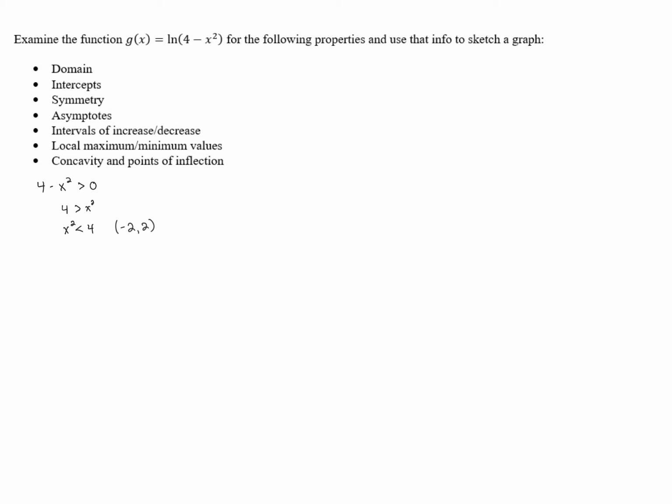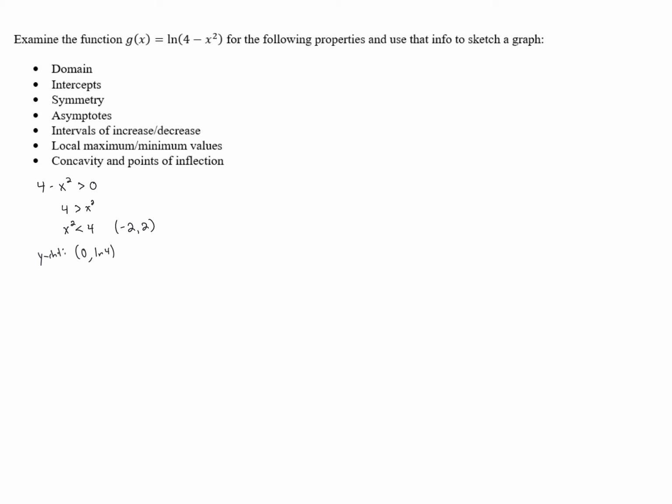All right. Let's talk about intercepts. For the y-intercept, that's going to happen when x is 0. When x is 0, the inside is just going to be 4, and so we're going to have ln of 4 as our y-intercept. So the y-intercept is going to be at (0, ln of 4). We'll use a calculator to approximate that in a little bit when we actually plot points. We can leave that for now, though.